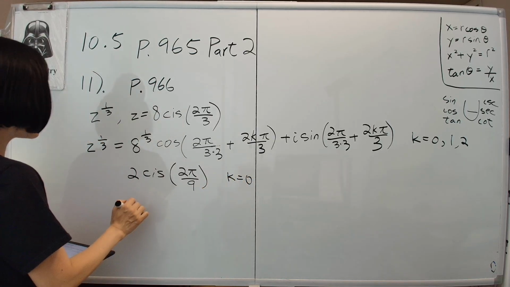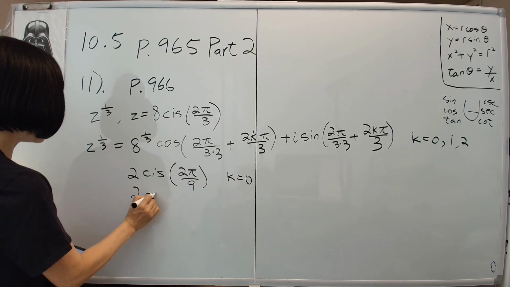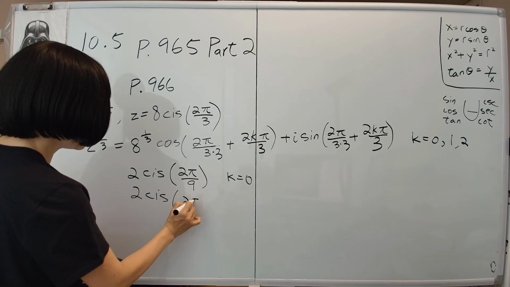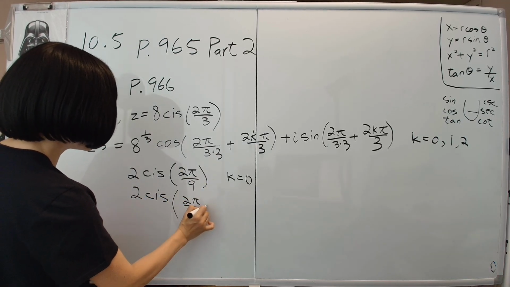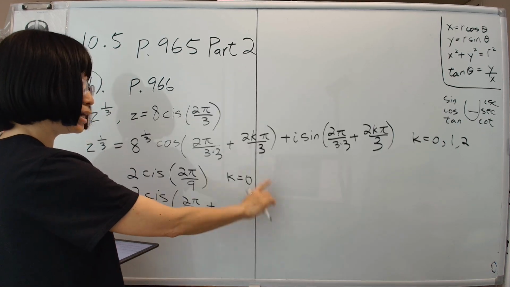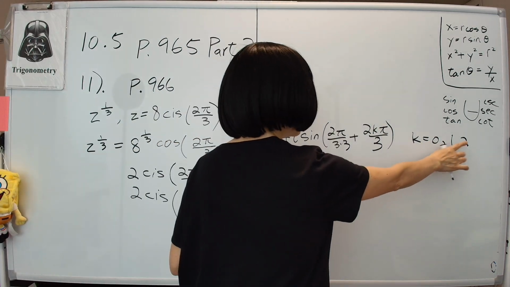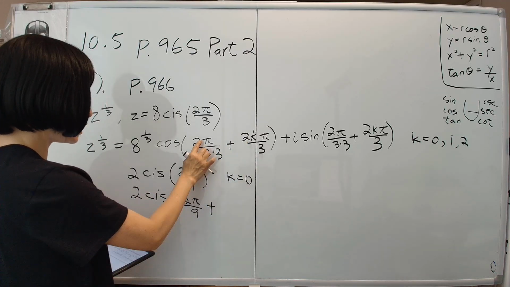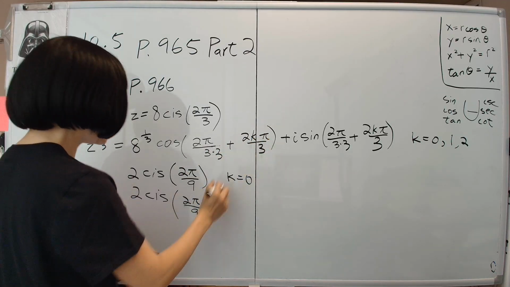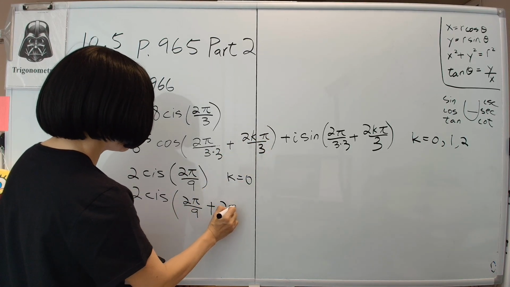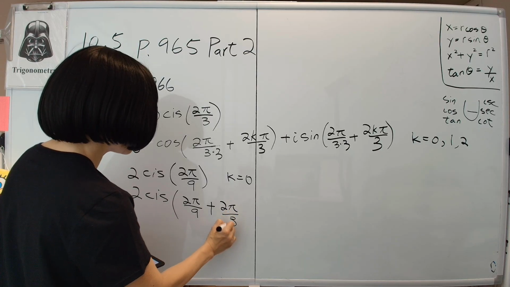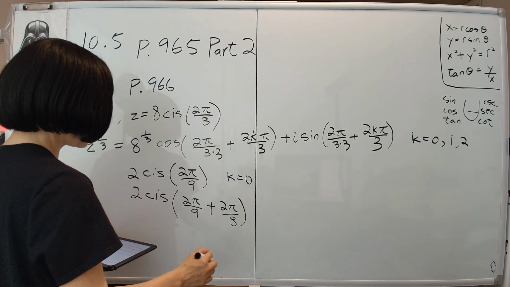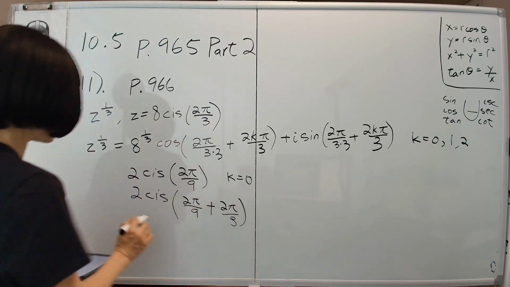The second answer is, again, 2 cis, now we have 2 pi over 9 plus whatever's over here with k equal to 1, because k equals 0, 1, and 2. So if k is equal to 1, then it's 2 pi over 9. That part is the same. Then we have 2 pi over 3, and whatever this stuff adds up to be, that's the answer. And we'll add it up in a second, maybe.